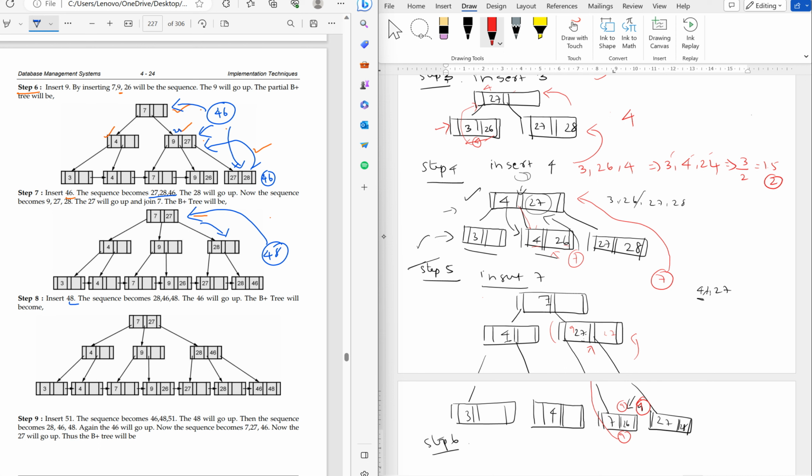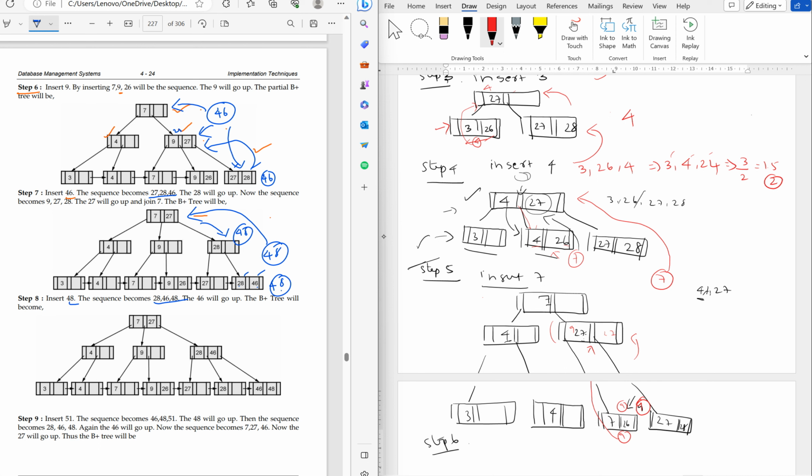So again, here 28 is greater than, 48 is greater than 28. So it has to come here. So the same problem happens. So here already two values are there, 48 is there. So then we have to find the median of these three values, 28, 46, 48. The median, 46, comes.